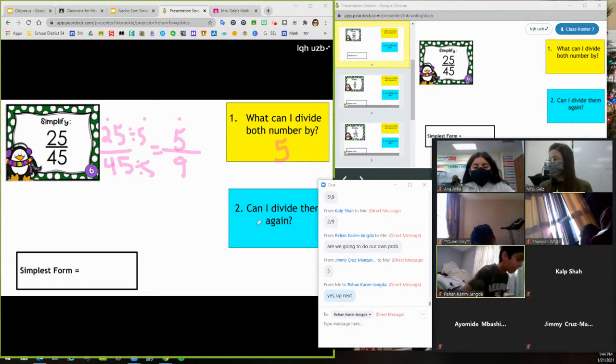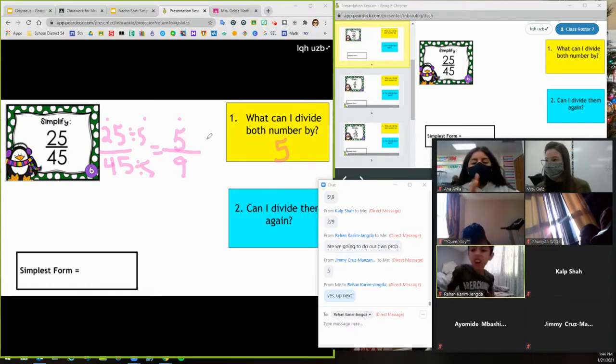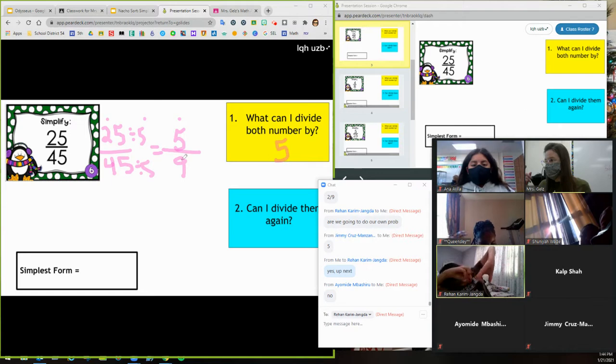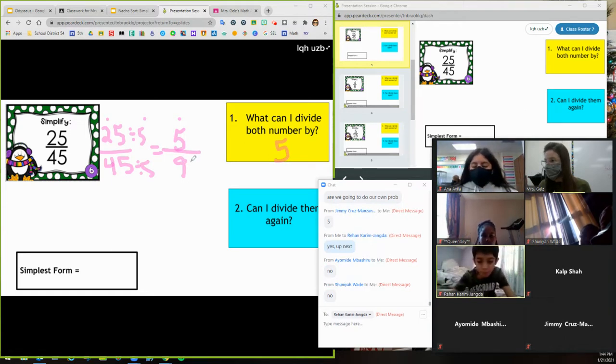Now, never forget your second question. Can we divide this again? Let's think. We could divide it by 1, but it would stay the same. We can't divide by 2, can't divide by 3, can't divide by 4, can't divide by 5. You can't do 9 divided by 5. So we are done. Simplest form.